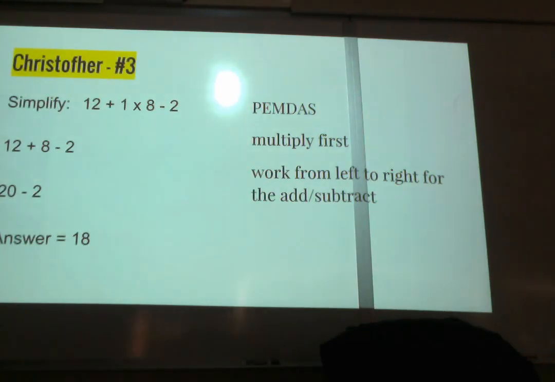Simplify 12 plus 1 times 8 minus 2. First you do PEMDAS. It's parentheses, exponents, and multiplication. So you multiply first. 1 times 8 is 8, so 12 plus 8 minus 2. And you have to work from left to right for the add and subtract. First you add the 12 plus 8, which is 20, and then you subtract 2, and the answer is 18. Thank you, Christopher.